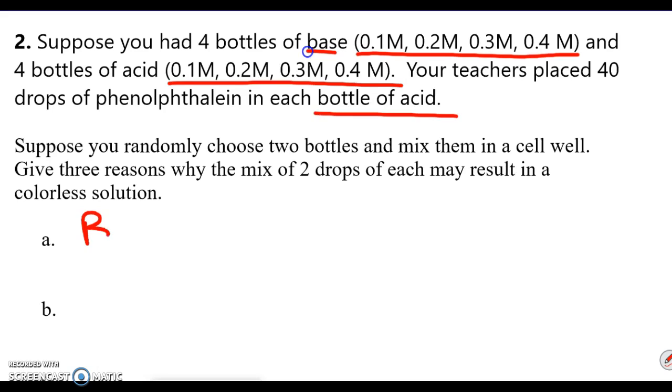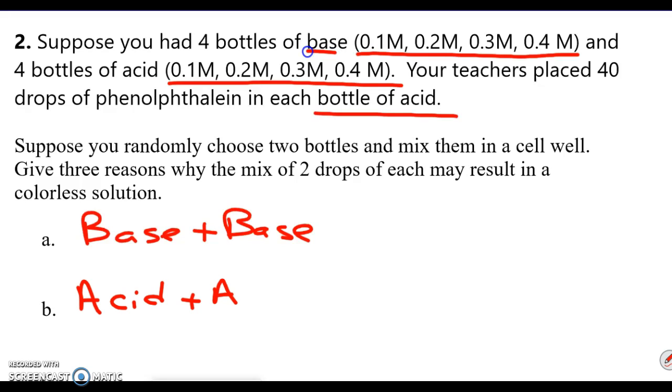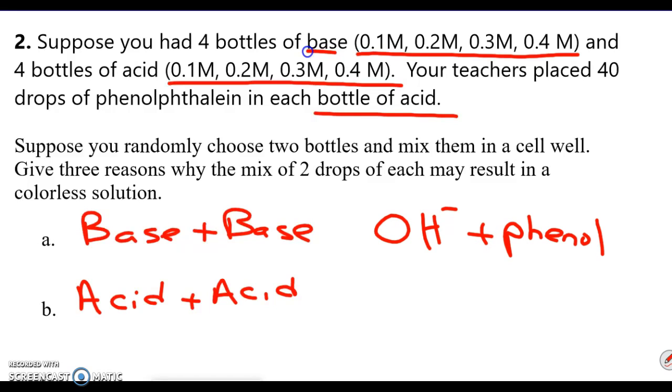Well, I could be adding a base and a base, and if I do that, there's no phenolphthalein there, and therefore it won't turn pink. I could be adding an acid and an acid. In this case, there's phenolphthalein, but phenolphthalein does nothing in an acid. To get a pink color, you need hydroxide ions, and you need the phenolphthalein. So you need those 2. If you have an acid and an acid, you don't have any hydroxide ions, and therefore it doesn't turn pink.